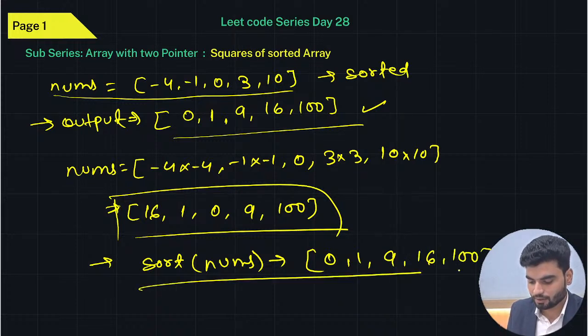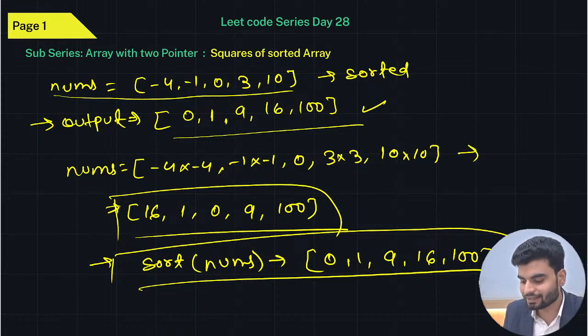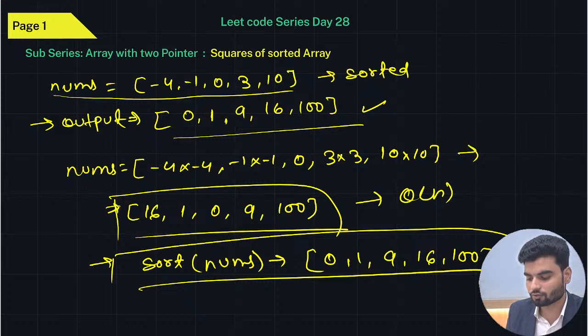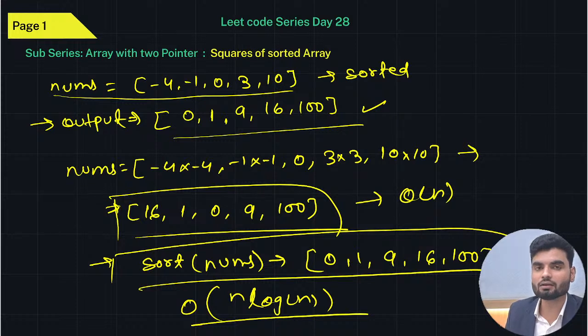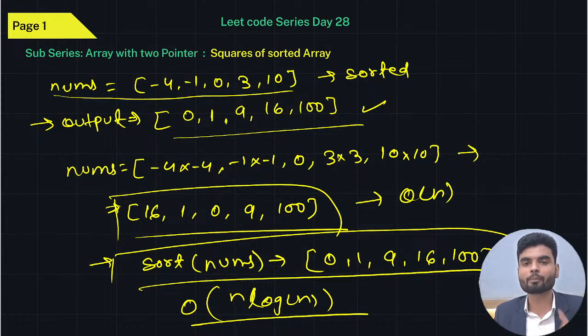But the problem with this solution is that multiplying each value by iterating the whole array will have a time complexity of O(n), yes or no? And for sorting it using any method, that method has a time complexity of O(n log n), yes or no? So you have a larger time complexity. This can be a brute force that somebody can think of. But what will be the optimized solution?